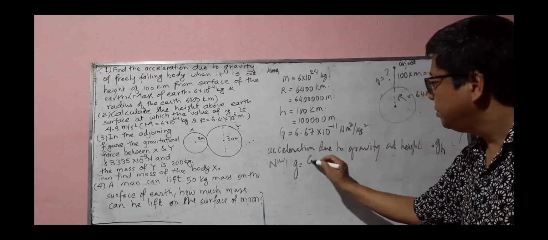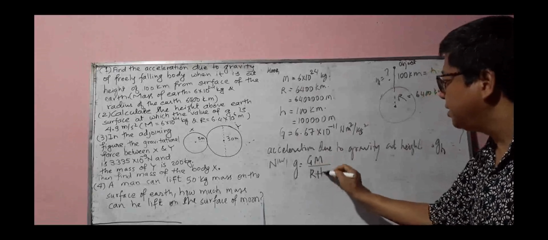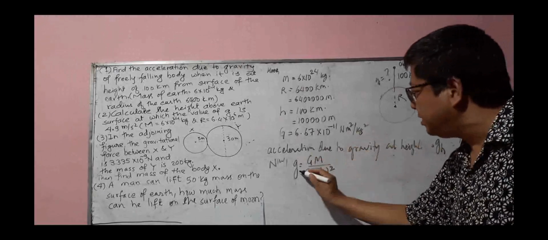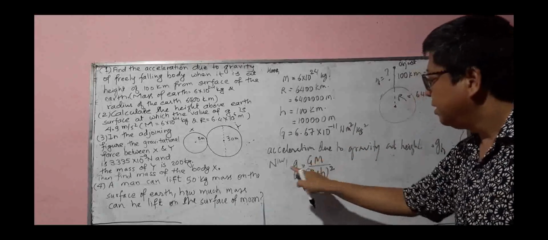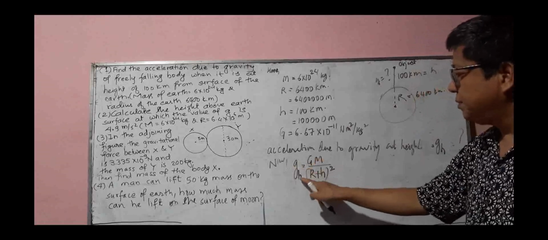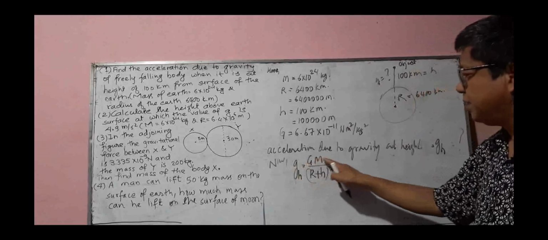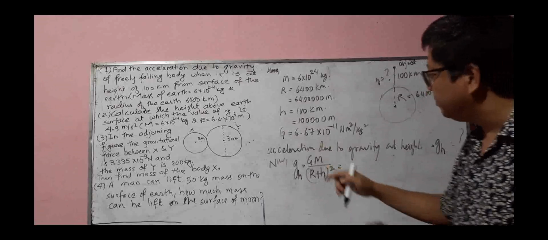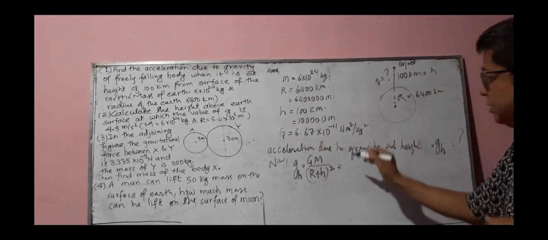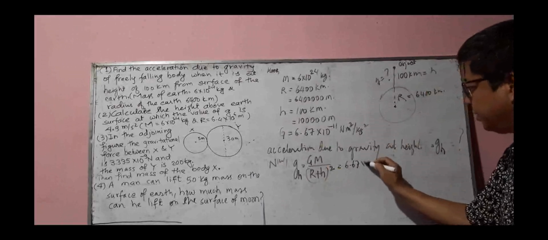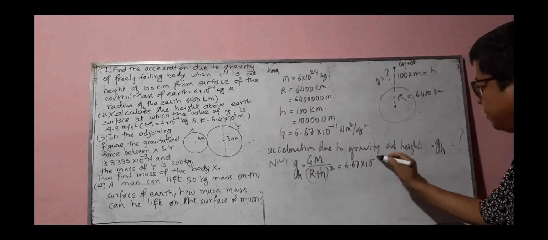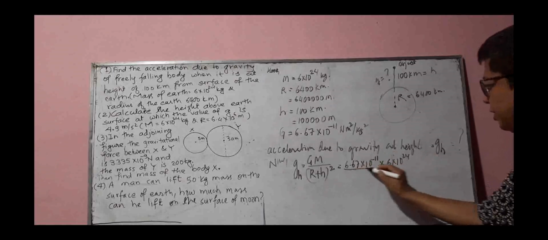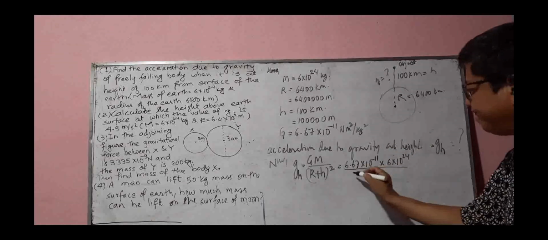g is equal to GM by (R plus h) whole square, and the height is given, so we write here gh, the acceleration due to gravity at height h, is equal to G times M whole divided by (R plus h) whole square. Now we put the values. So the value of G is 6.67 into 10 to the power minus 11, into M, which is 6 into 10 to the power 24 kg. We don't need to write the unit while calculating.